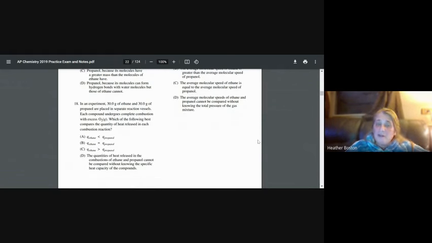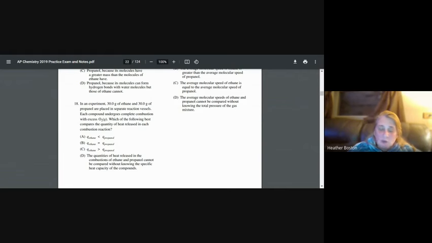Number 18 is also interesting because you need to understand that when we're talking chemical reactions and balanced chemical equations, we're talking about moles, not grams. So you can't compare them grams to grams. So your first step is always going to be to convert them to moles. So 30 grams of ethane is 1 mole. 30 grams of propanol is only half a mole.